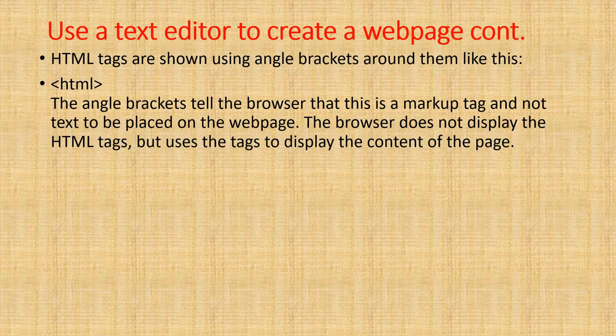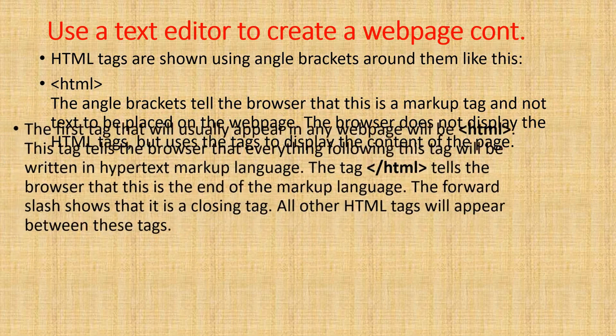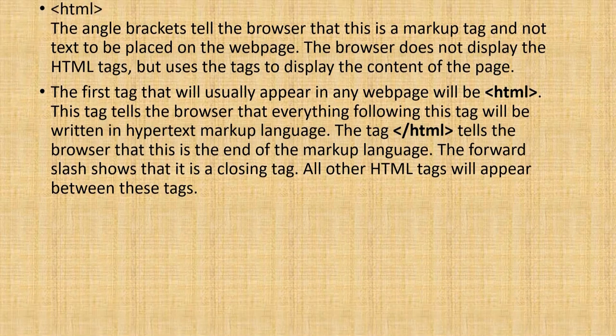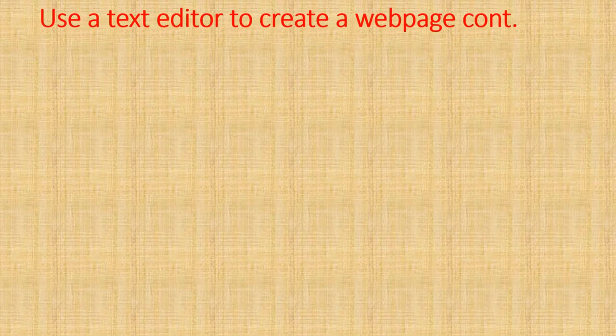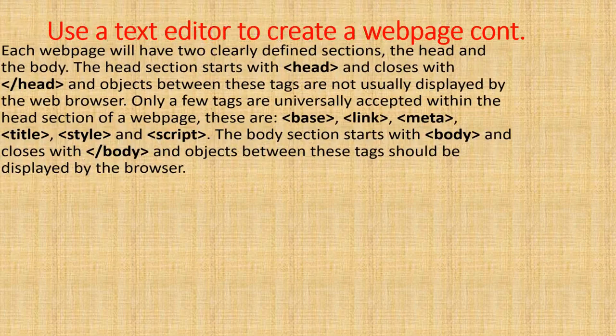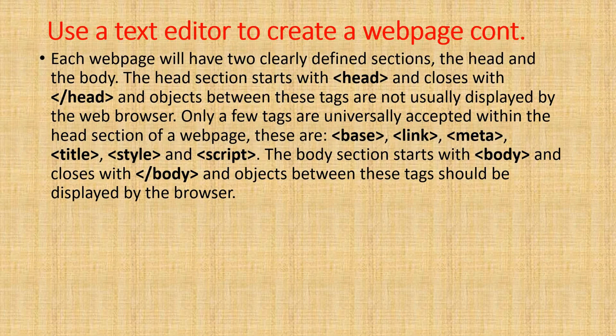HTML tags are shown using angle brackets around them like this, and the angle brackets tell the browser that this is a markup tag and not text to be placed on the web page. The browser does not display the HTML tags but uses the tags to display the content of the page. Again, each web page will have two clearly defined sections, the opening tag and the closing tag. So note that.